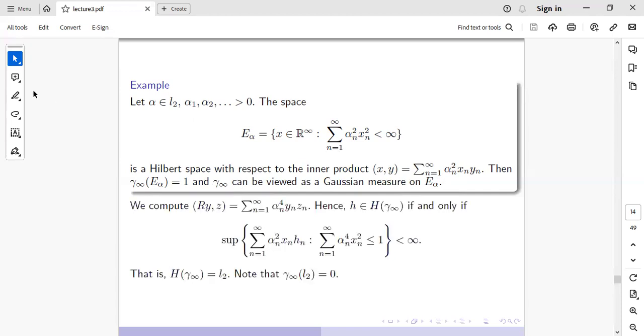Let's find the covariance operator of this measure. It is found easily. We integrate the product of the inner products of y with x and z with x, d gamma infinity of x. And since coordinates of x are distributed as standard Gaussian variables, we will obtain the sum of alpha n to the power 4 times yn zn.